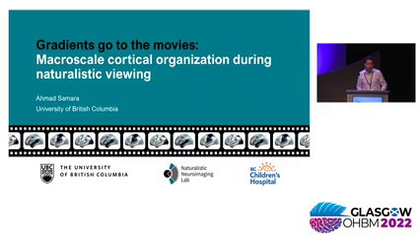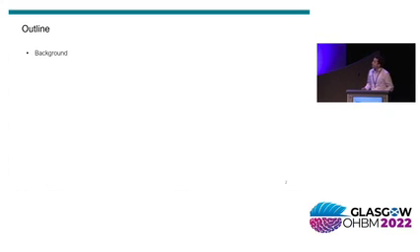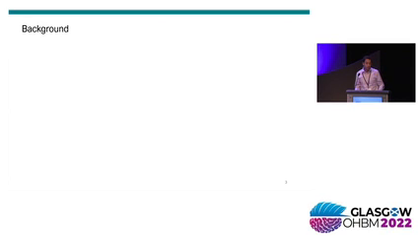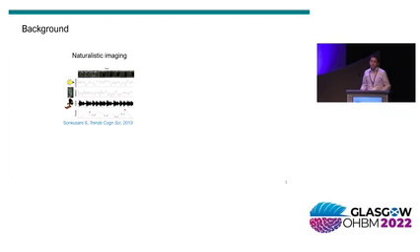And I'm going to be talking about the macro-scale cortical organization using functional connectivity gradients during naturalistic viewing. I'm going to start by providing a brief background on how this project came to be, and then describe the data we used and the analysis we performed, and present the results of the gradients during movie watching as a naturalistic state, and how we try to relate that to behavior in a meaningful way, and then provide some conclusions and future directions.